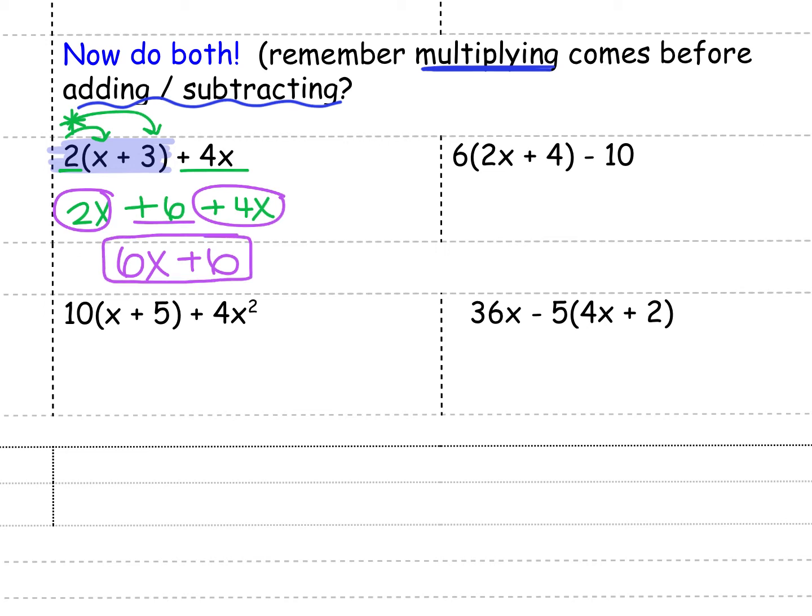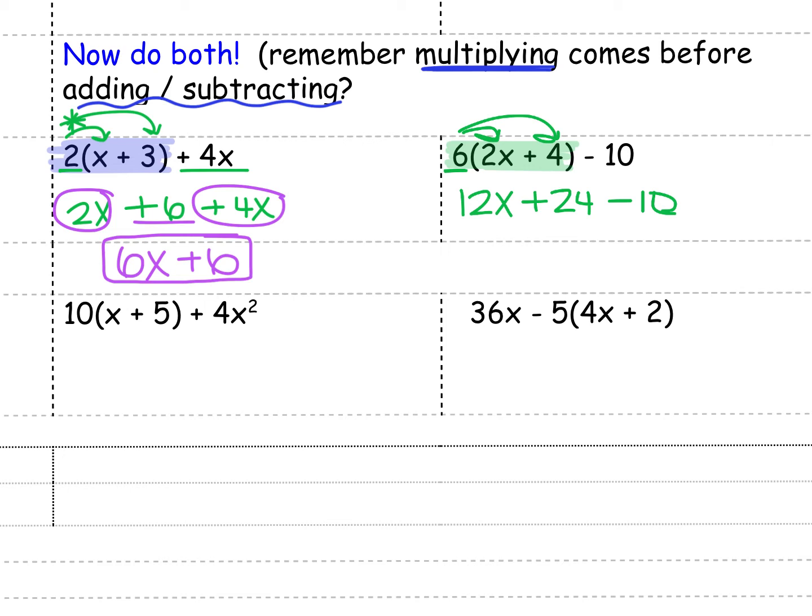Next, 6 times 2x plus 4 minus 10. So start with distributive property. So we have to simplify this by distributing to get rid of those parentheses. 6 times 2x is 12x. 6 times 4 is 24. And then recopy the rest, so minus 10.